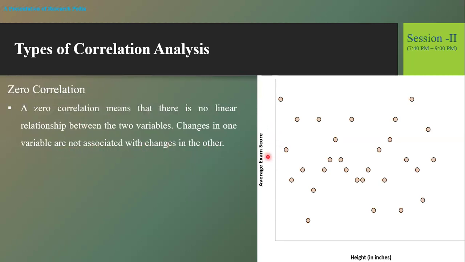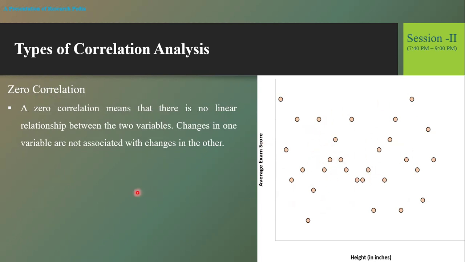So we cannot identify that the average exam score may increase or decrease the height in inches, or height in inches may increase or decrease the average exam scores. This happens often when you want to relate some variables which are theoretically not related with each other. Whenever you are trying to relate variables which are not theoretically or logically related, a zero correlation may occur.